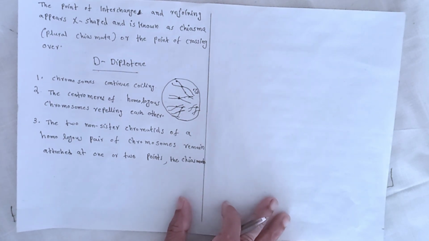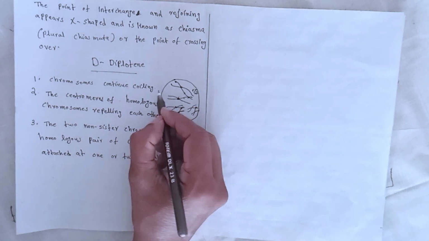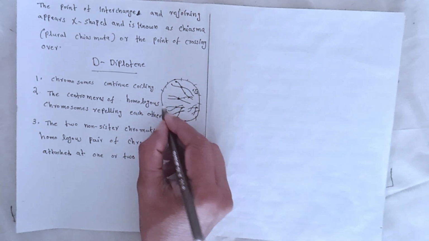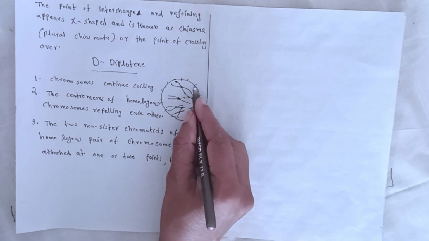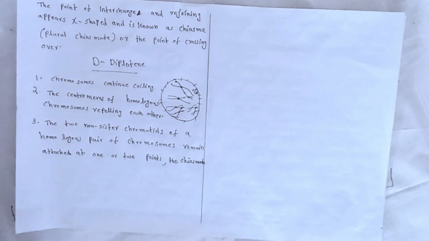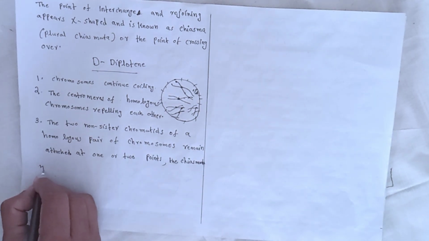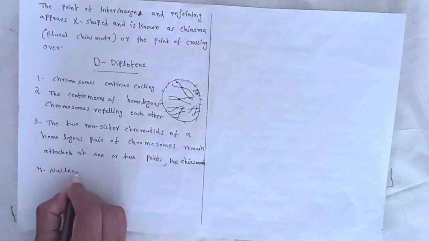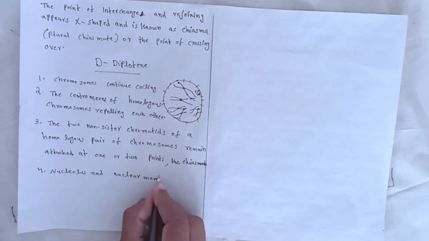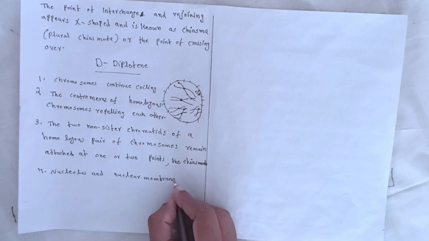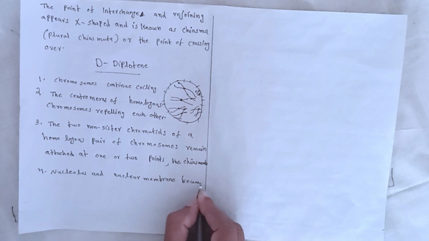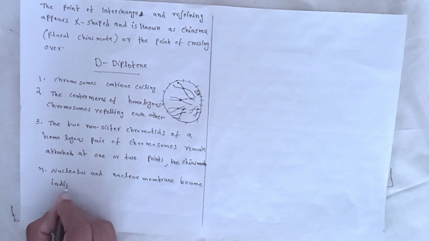Then the nucleolus and nuclear membrane become indistinct. They start to dissolve in the cytoplasm. The nuclear membrane and nucleolus become indistinct, not clear, and start to dissolve or disappear.